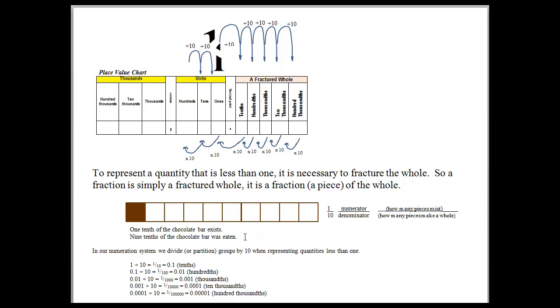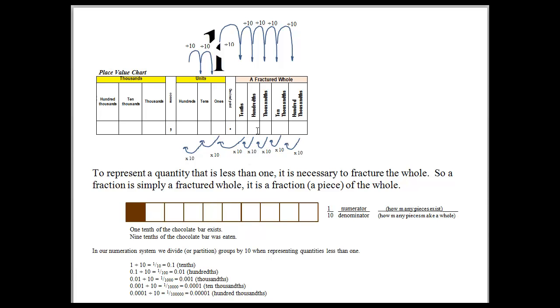Okay, so let's talk about this in the sense of our numeration system. In our numeration system, we're going to divide the groups by 10, or partition. That's another way of saying divide, break up. We're going to divide those groups by 10 when we want to represent quantities less than 1. So 1 divided by 10: we have our whole, and we divide that by 10, that's going to get us to the tenths place value. If we divide that again, we take the tenths and divide it by 10, that's going to get us to the hundredths, and so forth.